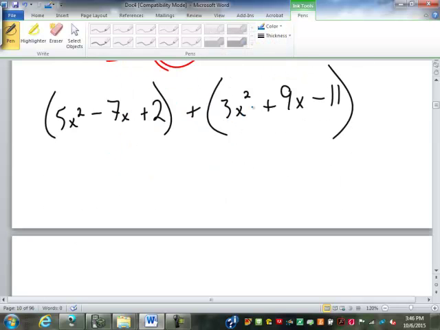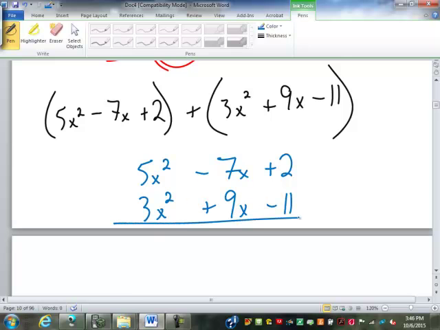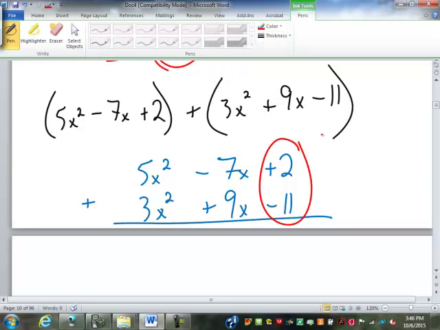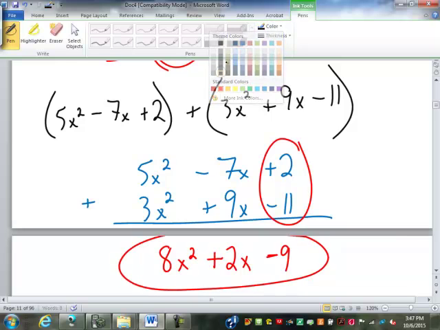And we'll add. We'll set this up. 5x squared minus 7x plus 2. 3x squared plus 9x minus 11. And we are adding down the columns. 2 plus negative 11 is negative 9. Negative 7x plus 9x, positive 2x. We're going to put a plus in front of it. 5x squared plus 3x squared, 8x squared. So we have to deal with the negatives, but still not terrible.